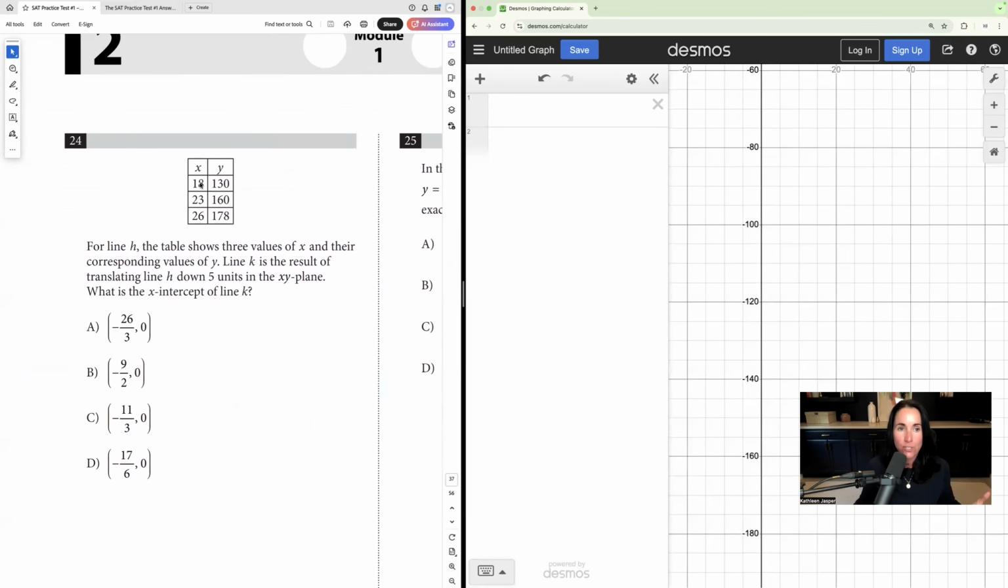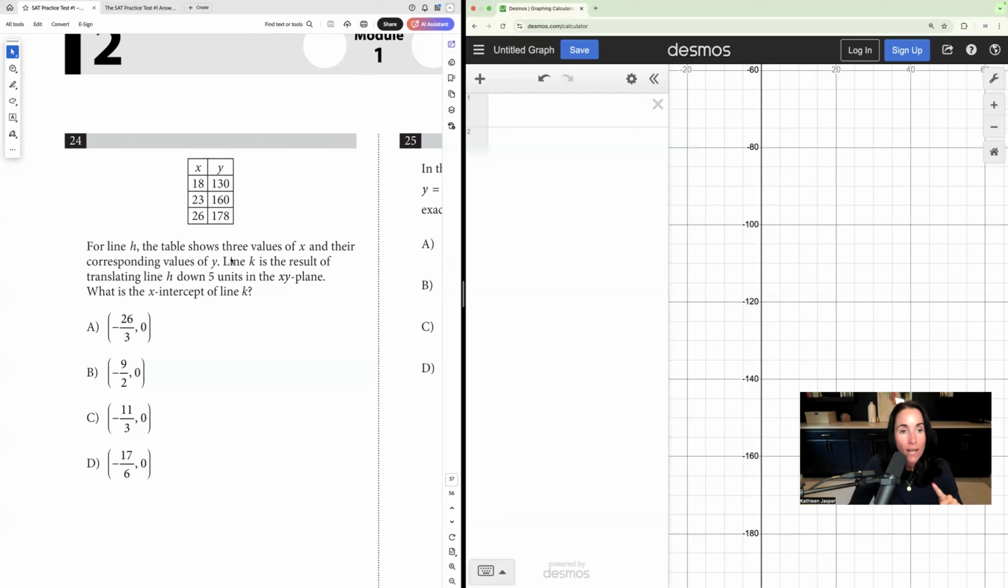Now, let's say you get a question like this, where you have a table and you're like, oh God, and doing this by hand is going to take forever. There is a by-hand way. You can find the slope and then figure out the y-intercept and then move it down 5 and all of this, or you can just use the Desmos calculator. So really quickly, I always like to work backwards. I can see I have a table here. I can see all of my answer choices are negative and they're in fraction form. This is a classic SAT move.